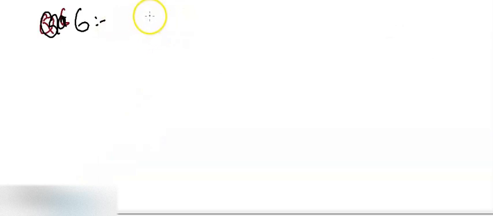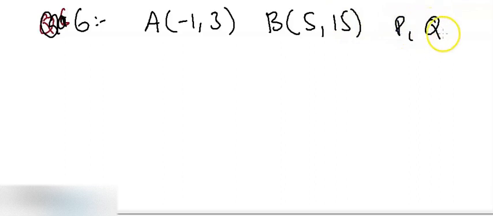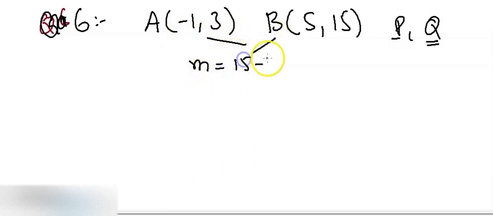It says in question 6 that a line joining the point A, which is minus 1 comma 3, and B, which is 5 comma 15, meets the axes at P and Q. So let's say it is meeting the x-axis at P and the y-axis at Q. Find the equation of AB. First you can calculate the equation of this line. First we need to find the slope, which is 15 minus 3 divided by 5 plus 1, equal to 12 over 6, which is 2.